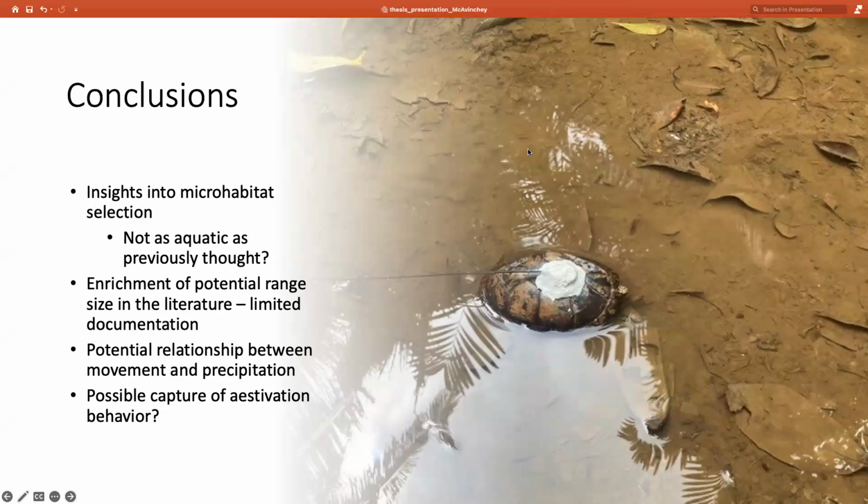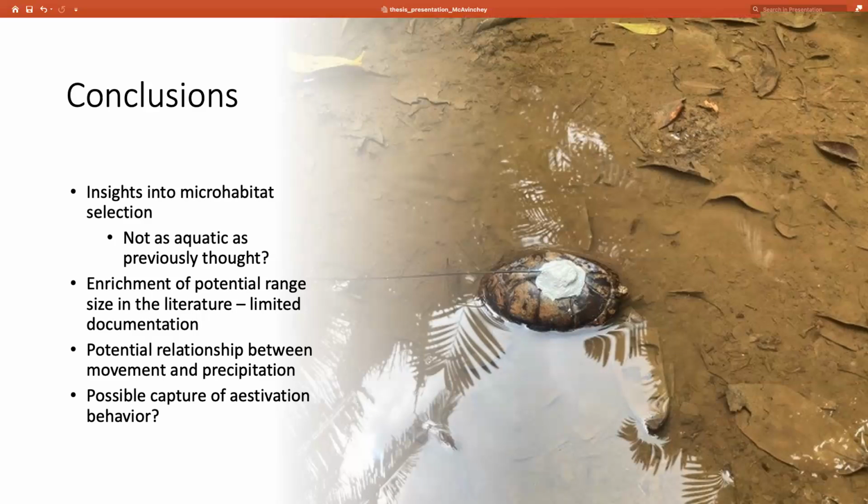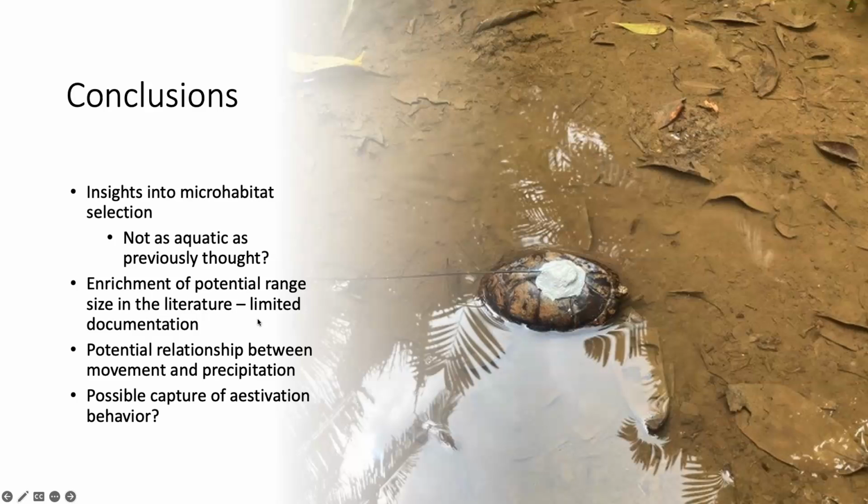Yeah, so in conclusion, I made some pretty cool insights into their microhabitat selection. If they really aren't as aquatic as they're thought to be, that's pretty cool because most of the animals in this family are primarily aquatic. I'll be contributing to the potential range size in the literature. There's not a lot of information on that.